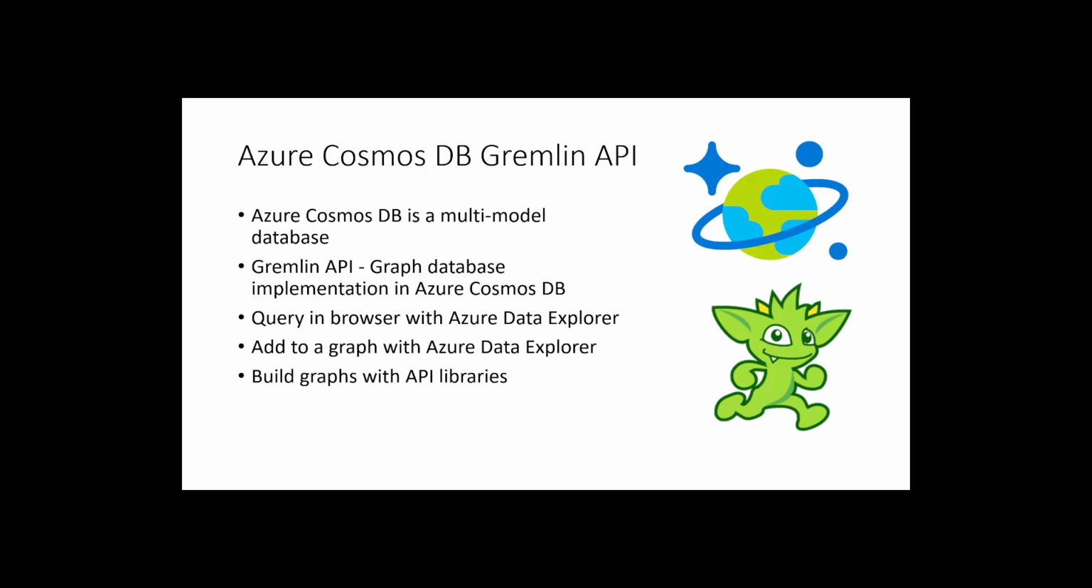Azure Cosmos DB is a multi-model database. It has a Core SQL API, MongoDB Document Database API, the Cassandra Column Store API, the Table API, which is key values, and then my favorite right now, which is the Gremlin API, which is the graph database implementation. For our demos, we are going to query in the browser with Azure Data Explorer. We may add to a graph with Azure Data Explorer. Just be aware that you can also build graphs with the API libraries.